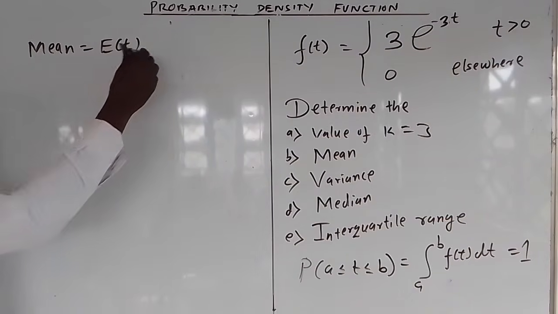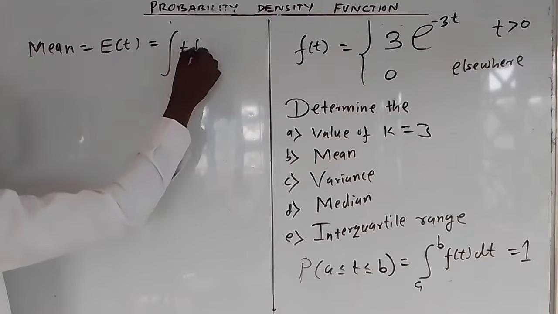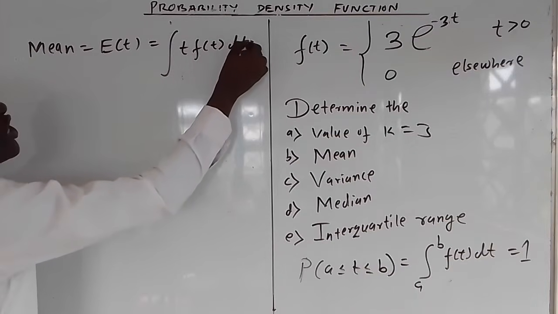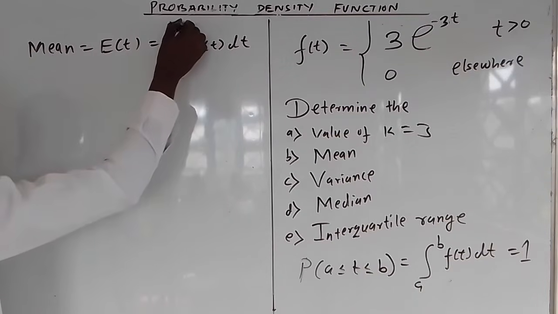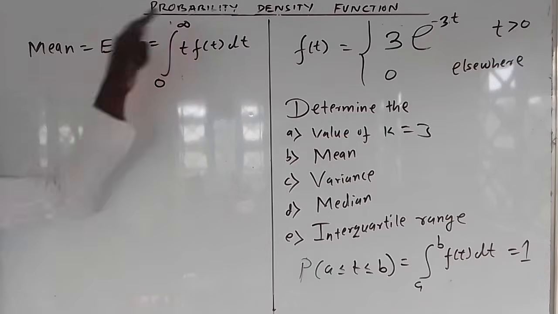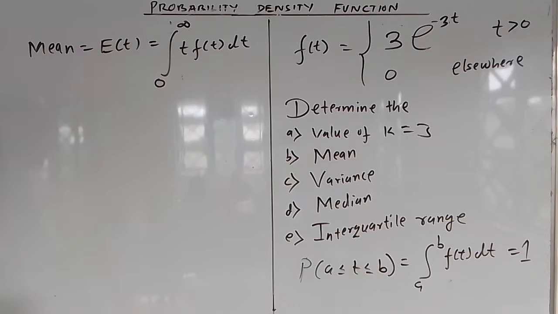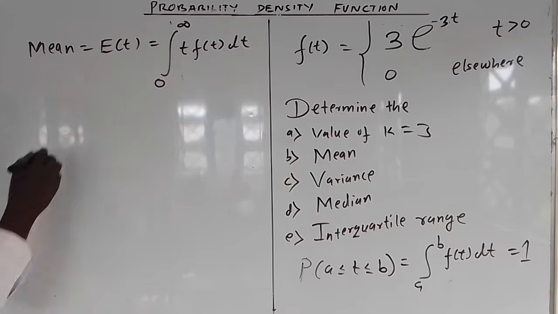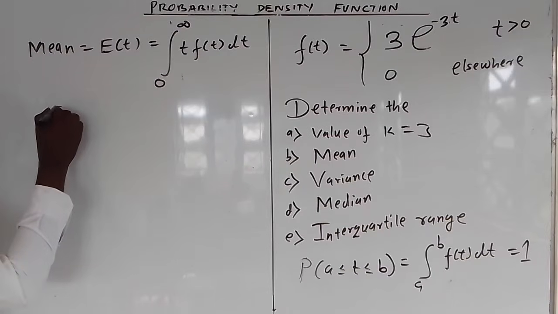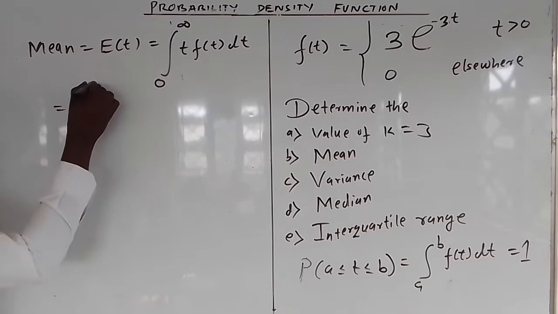So the expected value of t is going to be the integral of t f of t dt. Your limit for t is from 0 to infinity. T greater than 0 means from 0 to infinity, isn't it? Are we together? So what is your f of t? Substitute. So we are integrating from 0 to infinity t.